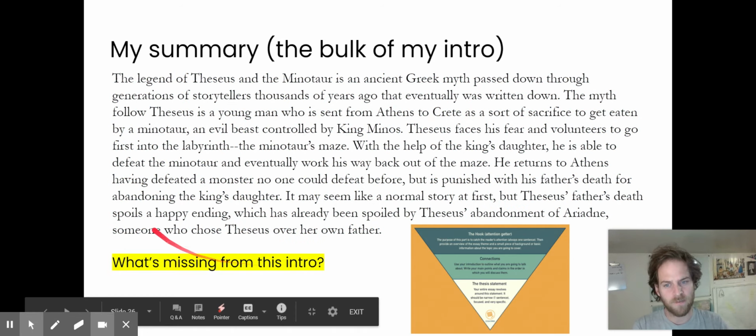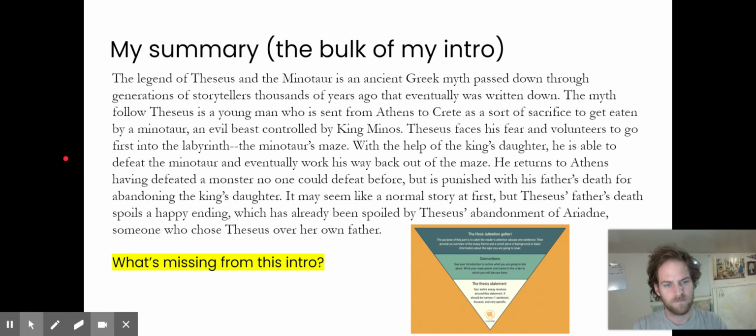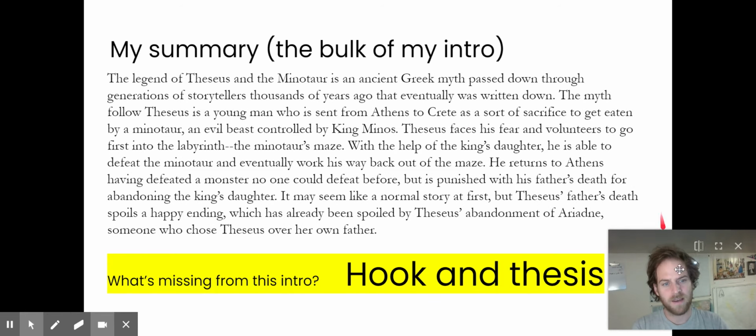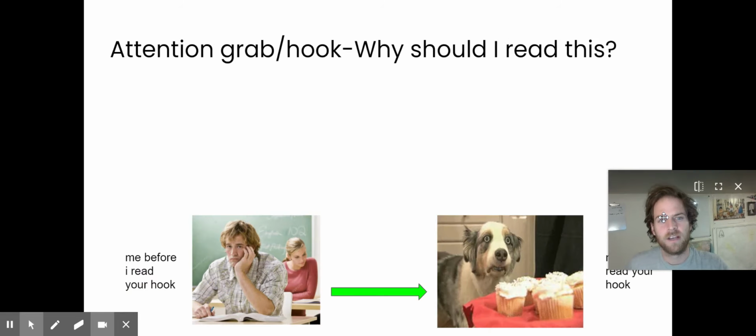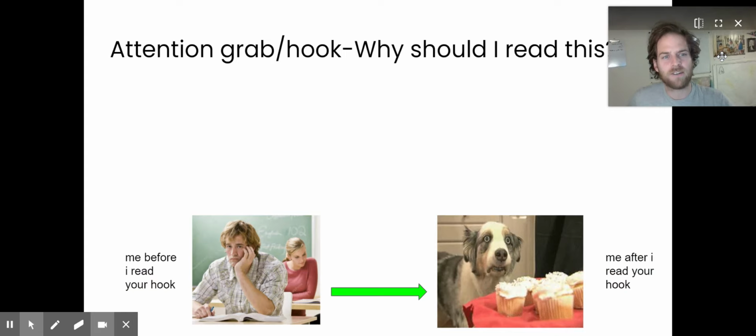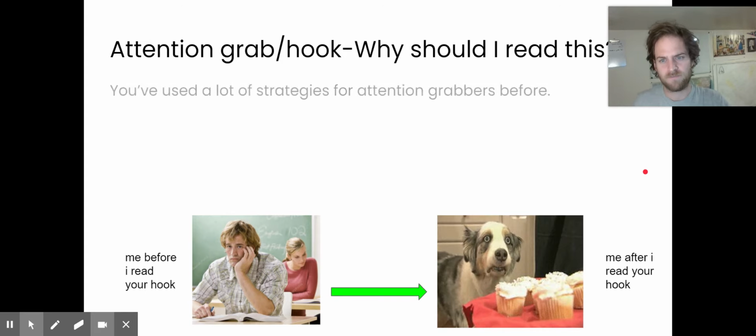So what's missing from this intro? You got it, the hook and the thesis. So I'm going to briefly talk about a hook. Thesis is the next video. So remember, the attention grabber hook answers the question, why should I read this? Honestly, why should I read this? Not just because I have to grade it. You want to think, why should my reader read this?